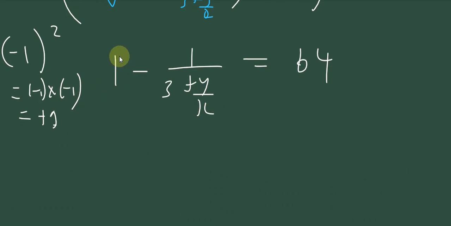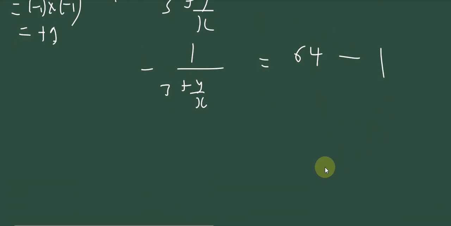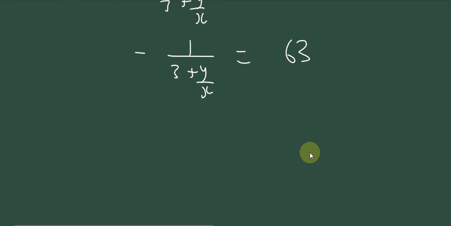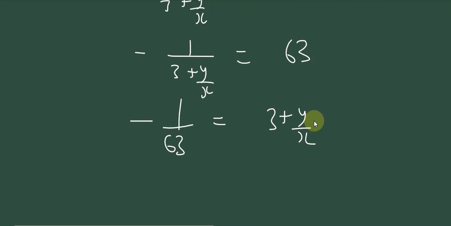We want x. Take 1 to the other side. So negative 1 over 3 plus y over x is equal to 64 minus 1. And then negative 1 over 3 plus y over x is equal to 63. I want to make x the subject of the formula. Now here's a simple trick. Since this is on the denominator and this is here, I can just swap this. I can just say 1 over 63 is equal to 3 plus y over x. I've swapped this and this.